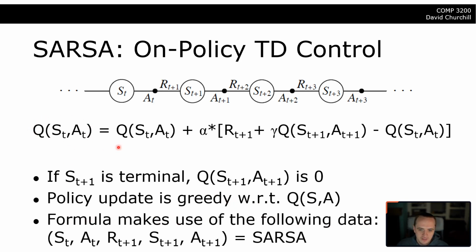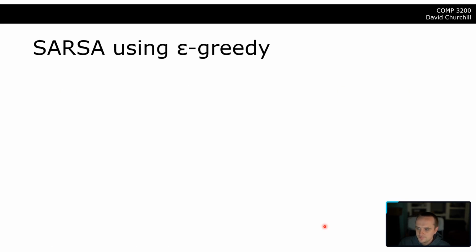So if you look at this formula, the variables within this formula are the current state, the current action, the reward, the next state, and the next action. So state, action, reward, state, action, that is Sarsa. State, action, reward, state, action. So it's really easy to remember the formula for Sarsa.